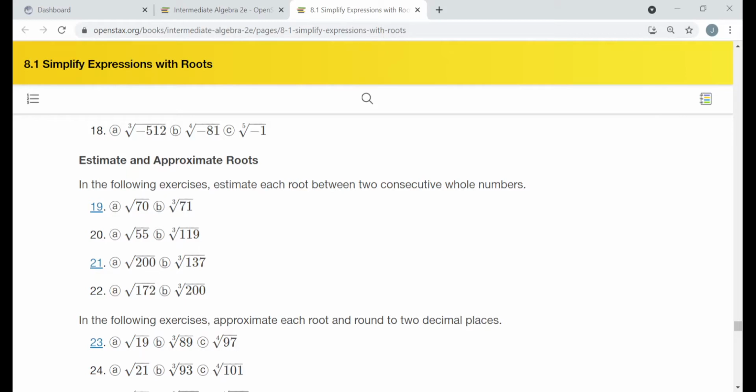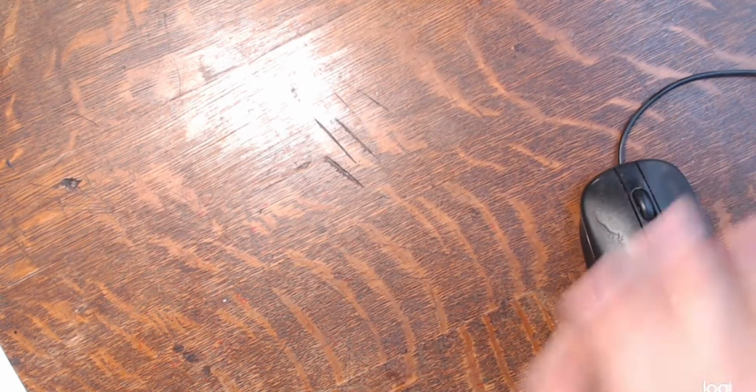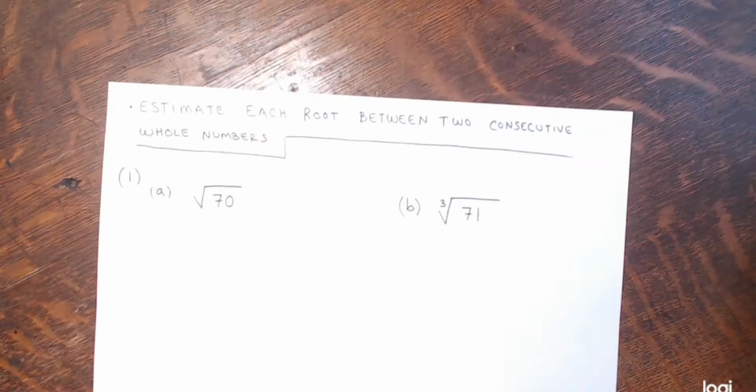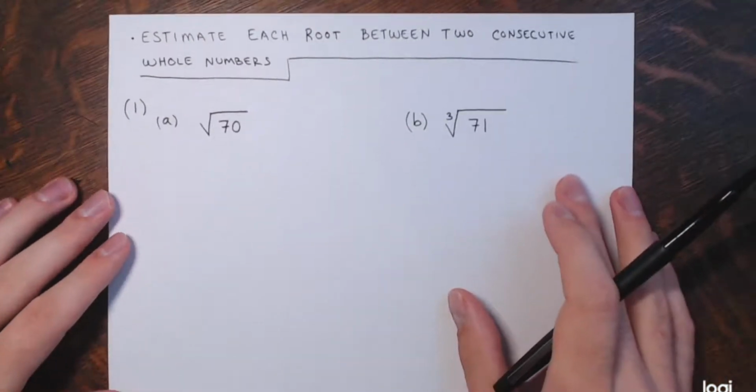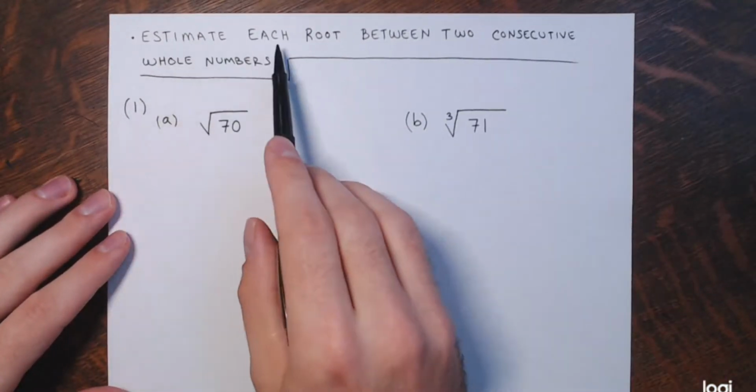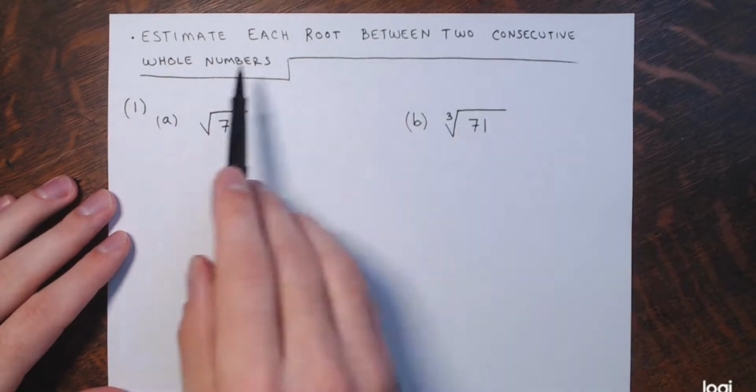Alright, so the first exercise, exercise 19, we are asked to estimate each root between two consecutive whole numbers. So I have that written out here. Estimate each root between two consecutive whole numbers.